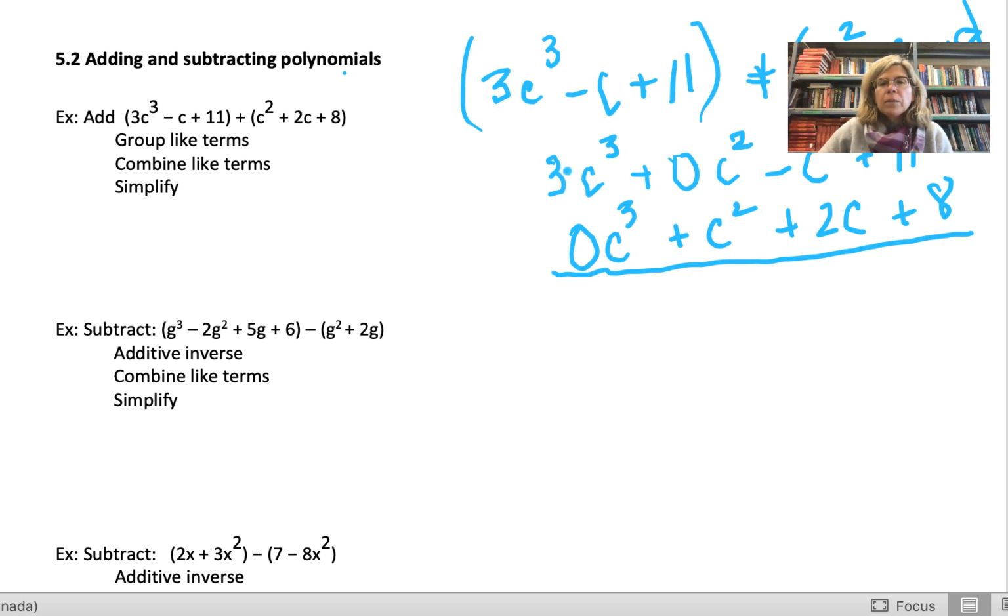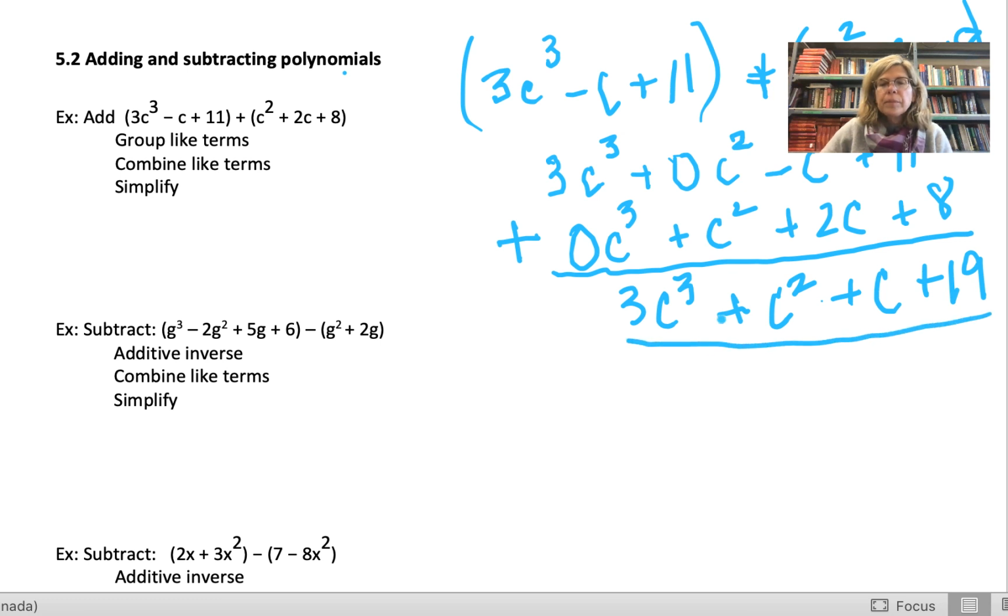So if you add 3c cubed plus 0 c cubes, you get 3c cubed. And 0 c squared plus 1 c squared gives you c squared. And 2c minus c is plus c. And then we end with plus 19. And that is your answer. Okay. All right, let's do another one. Let's do the next one here.